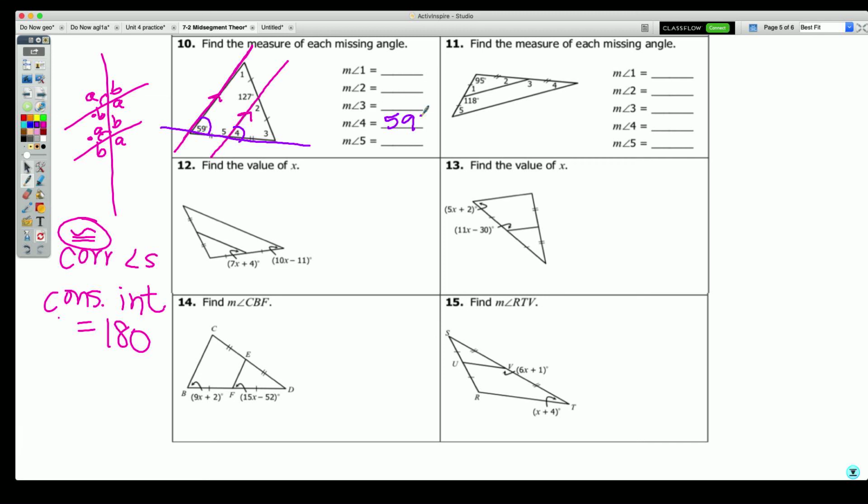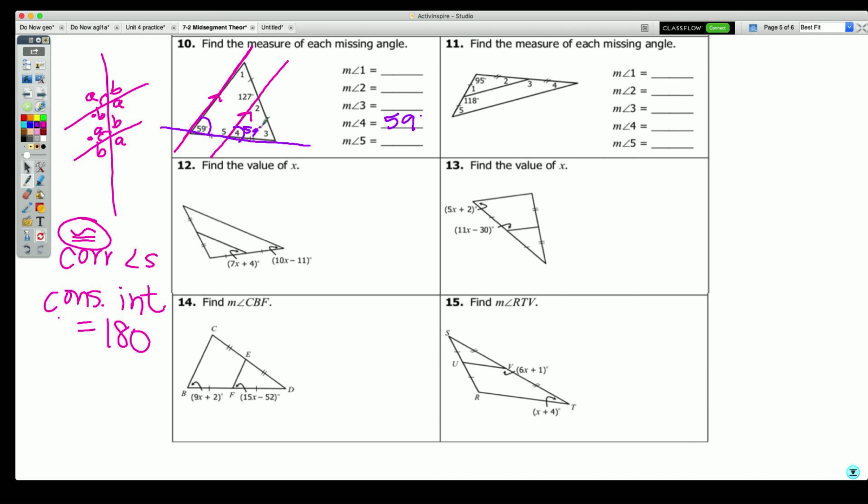And I'm even going to put 59 right there. Okay, we're left over with angle 3. We can't do anything with angle 3 because it has a point at the end. It's not one of our 8 angles here. So the only other angle I can do something with is angle 5. Does anyone have an idea about how I could figure out angle 5?